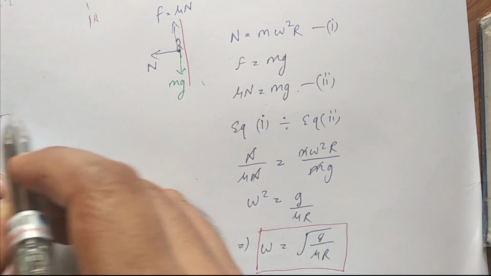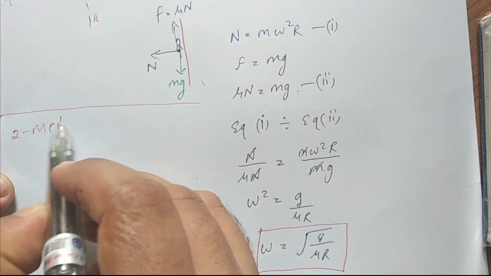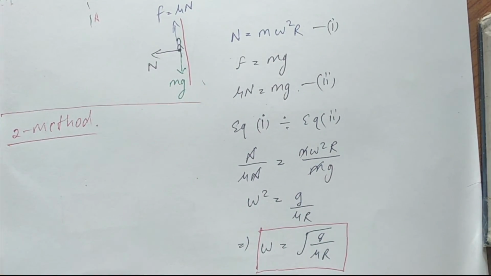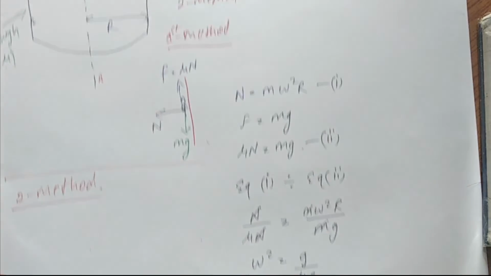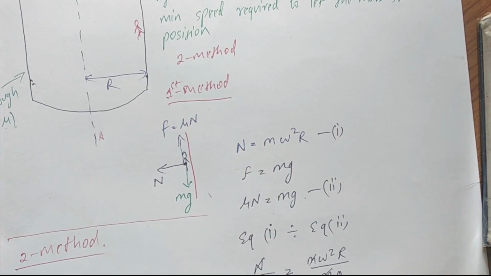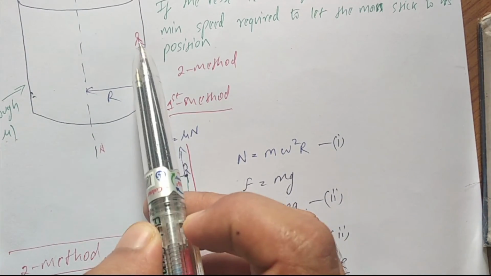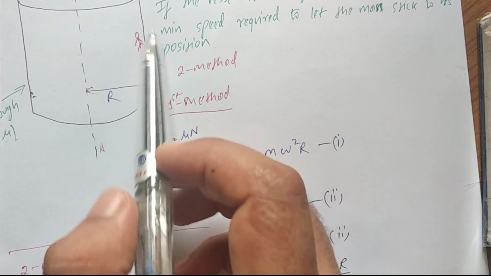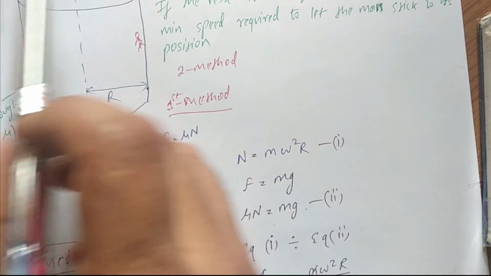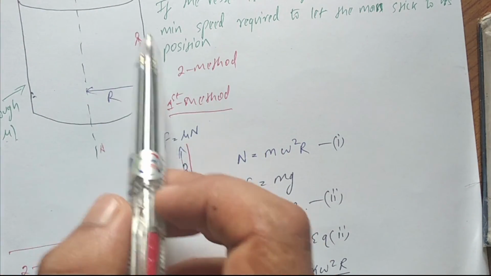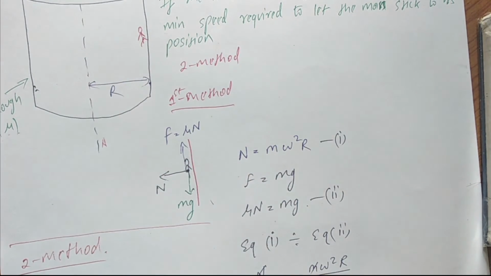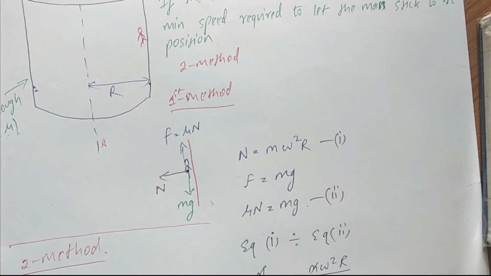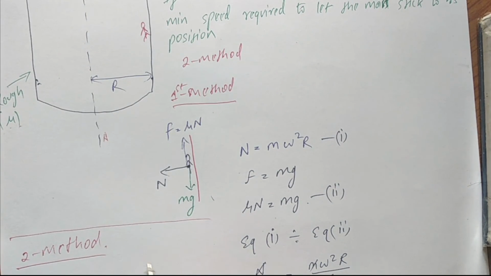Now we can use the second method to solve this problem. In the second method, we will use the concept of pseudo force, in the case where the observer is on the non-inertial frame of reference. Say, for example, the observer is the person himself. In that case, when this vessel is rotating, he will feel as if he is stationary. So how can we apply the concept of equilibrium? In that case, we will use the concept of pseudo force.